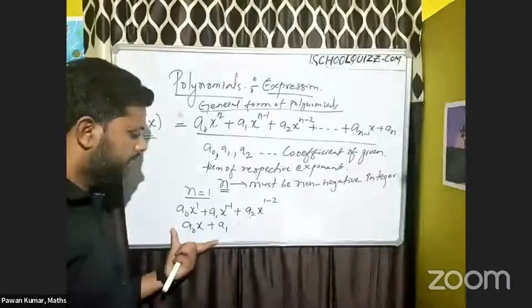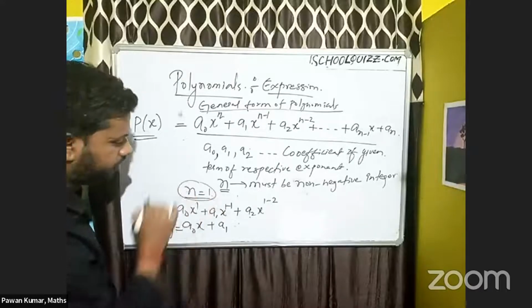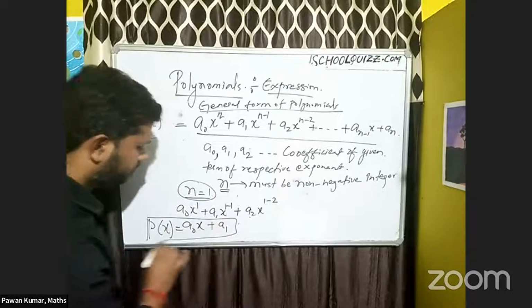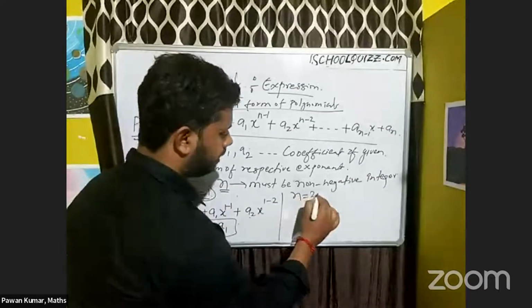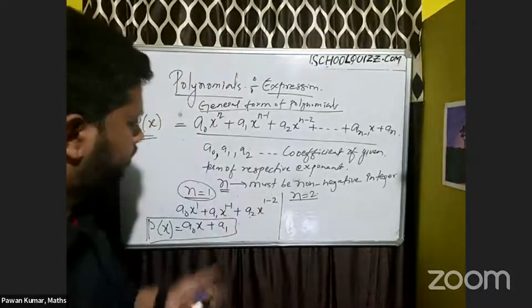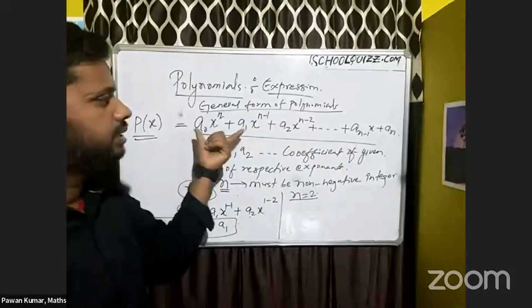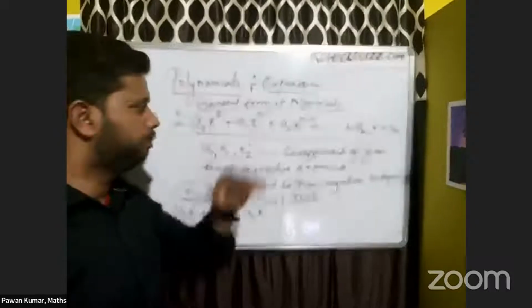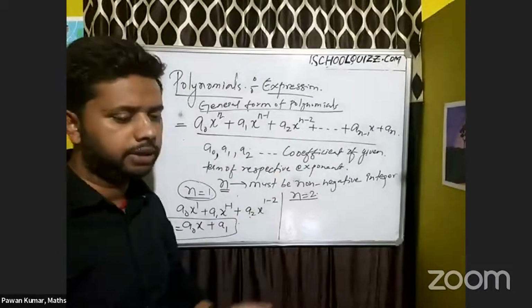This is nothing but linear polynomials when degree n equals 1. Degree is the highest exponent. Let it be n equals 2. I am writing n equals 2 means the expression I gave is actually the general form, and that can be changed according to your requirement, correct?